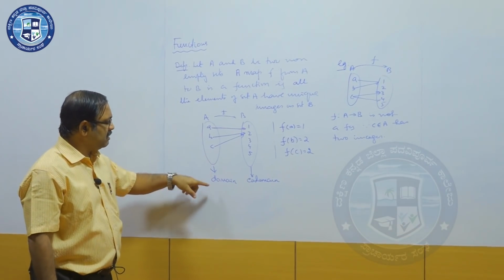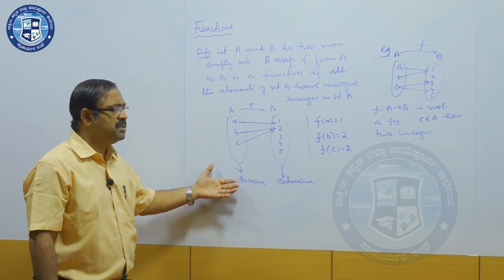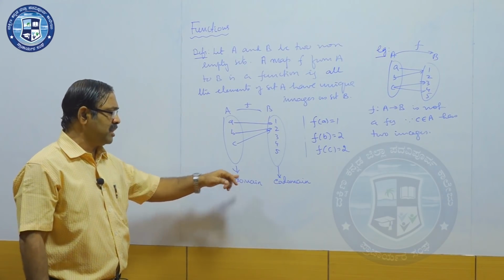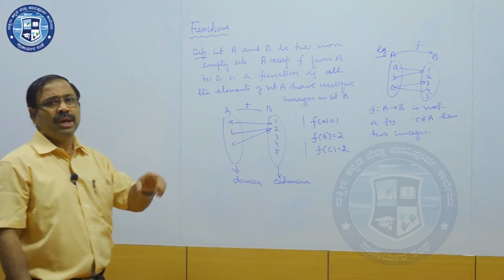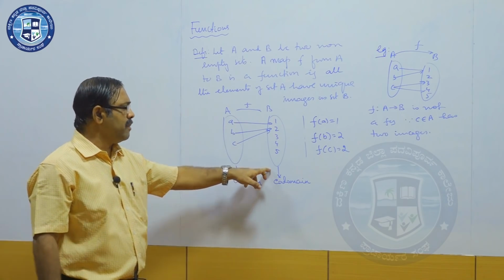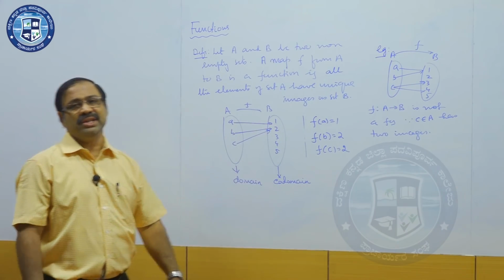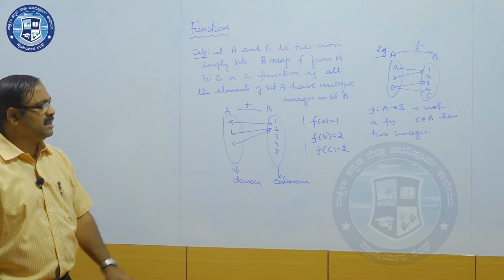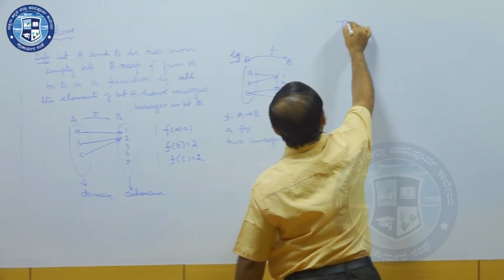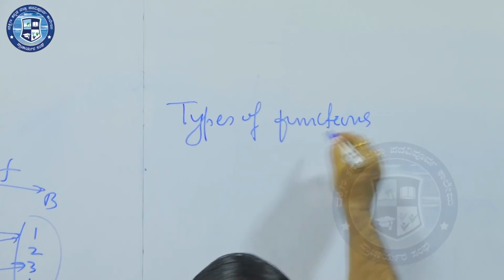Always remember, these concepts are very important, these terms: domain, codomain. When we solve objective questions in any of these competitive exams, we may have to define the domain of a function, codomain of a function, or range of a function. So you should know the meaning of domain. Domain means the set of all elements of the first set. Codomain means the set of all elements of the second set, whereas image elements are called range elements. So remember these terms. With this, let us study types of functions.